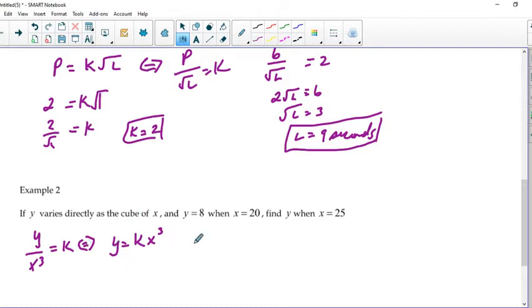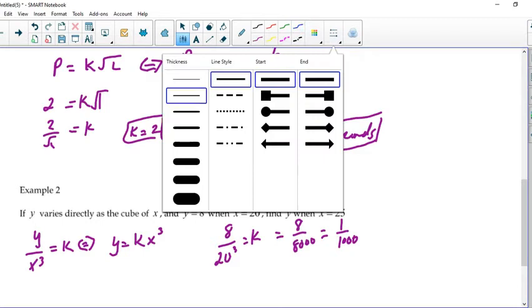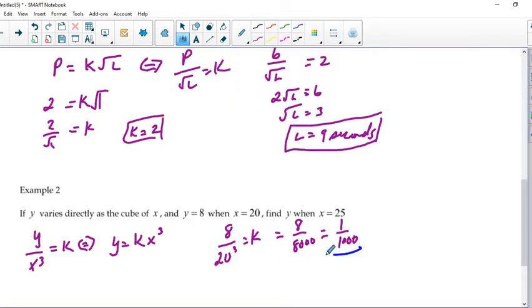Okay, so when y is 8, x is 20, and that equals k. Okay, and that gets to be 8 over 20 cubed. 20 cubed is 8,000, so that is 1 over 1,000 for k. So k is 1 over 1,000. Okay, there's my k. Once I know that, I want to know when x is 25, what happens to y?